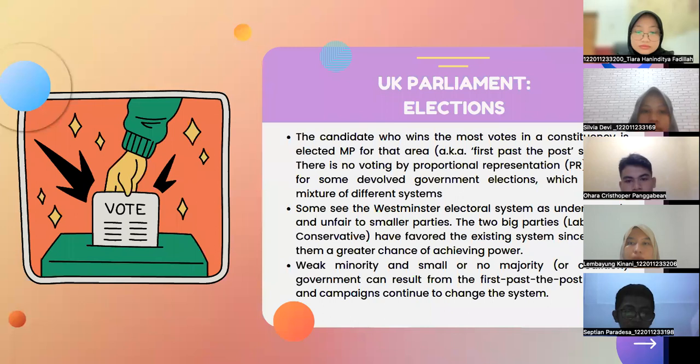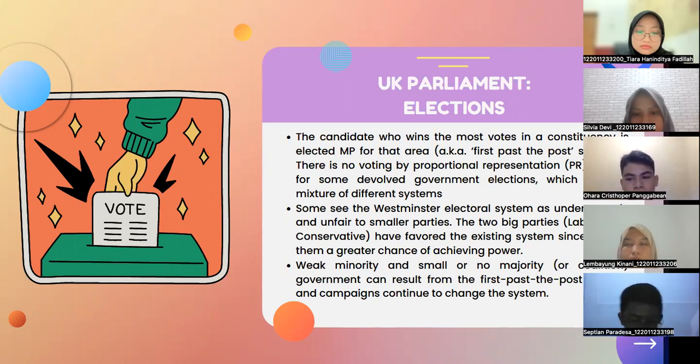The candidate who wins the most votes in a constituency is elected MP for that area. This is known as the simple majority or first past the post system. There is no voting by proportional representation, except for some devolved government elections, which have a mixture of different systems. Some see the Westminster electoral system as undemocratic and unfair to smaller parties.